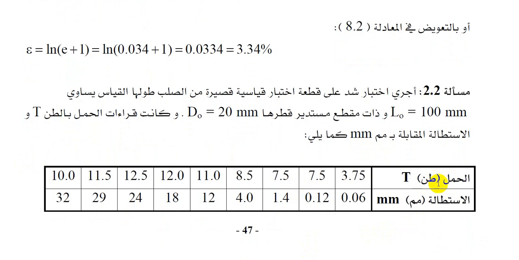The load is measured by the ton: 3.75, 7.5, 8.5, 11, 12, 12.5, 11.5, and as you can see right in front of you here, 11, 10, 11, 10. The elongation is measured by the millimeter: 0.0, 0.1, 1.12, 24, 25, 29, 32.